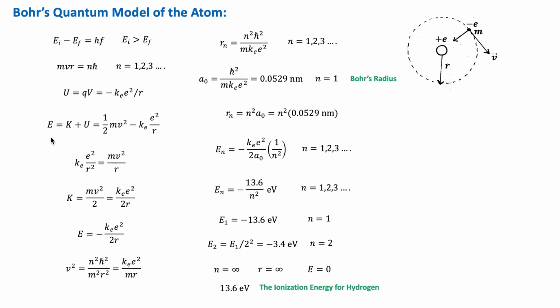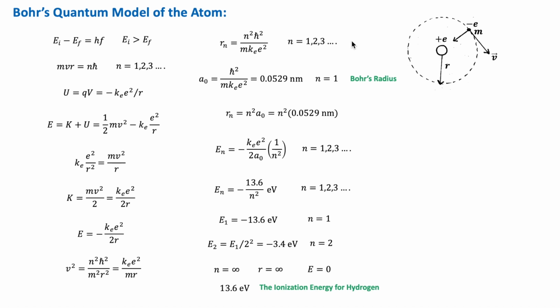And from the quantization of angular momentum, you can see v squared here is equal to n squared h bar squared over m squared r squared. And v squared from here is also equal to ke e squared over mr, okay? So we equate them and we get an expression for the radius of the allowed orbits in the hydrogen atom, for n equal 1, 2, etc. And so as you can see, the radii have discrete values, so they are quantized. So only certain orbits are allowed, okay?